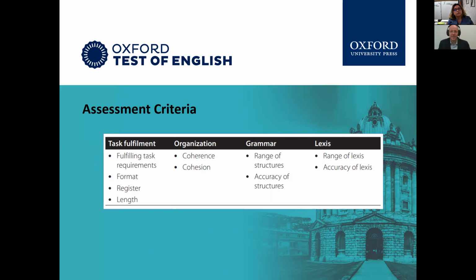Now, task fulfillment, it's cumplir la tarea. So how much have you completed the task? For example, have you answered the question? Have you used the correct format? It says here, register. Now, register is the question of, is it formal or informal? Okay, an email to a friend should be informal, for example. And the length, that's how many words. Okay, have you written, for example, between 80 and 130 in the email, between 100 and 160 in the second task, okay? Then the next thing is organization.